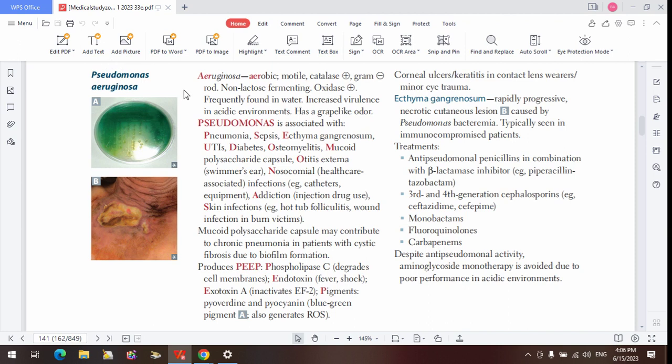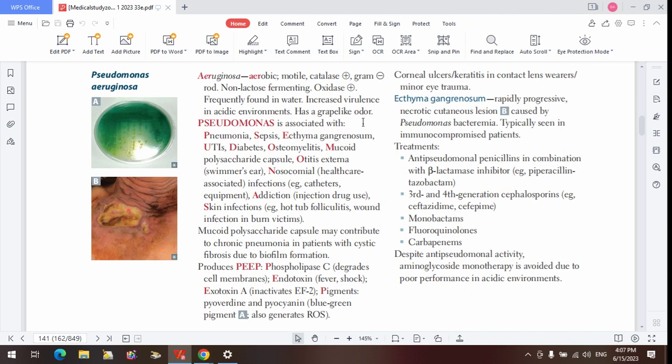The acronym to understand the infection that Pseudomonas causes is also from the name Pseudomonas. So P for pneumonia, the S for the sepsis, the E for ecthyma gangrenosum. So ecthyma gangrenosum is more like a skin lesion.